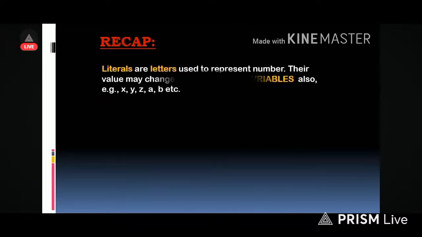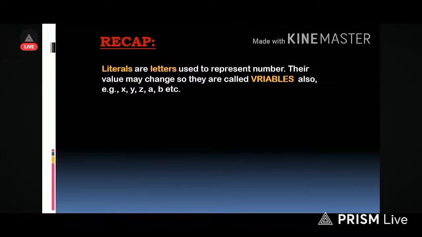As in the last video, I told you that literals are letters used to represent numbers. Their value may change, so they are called variables. For example, x, y, z, a, b, etc.